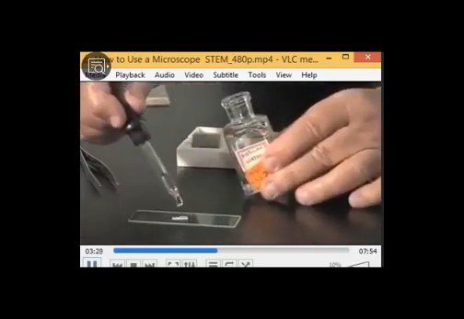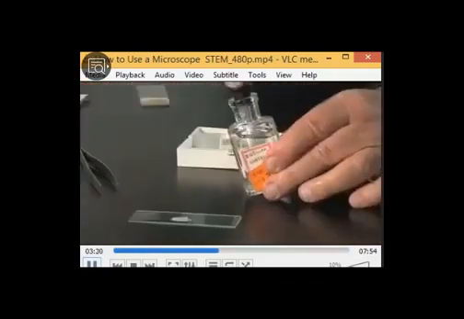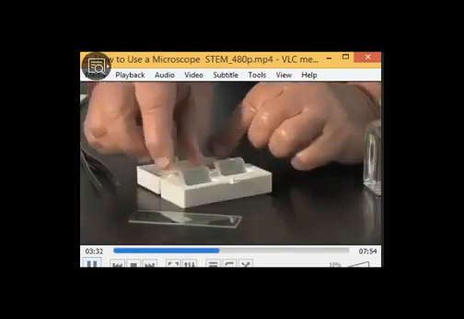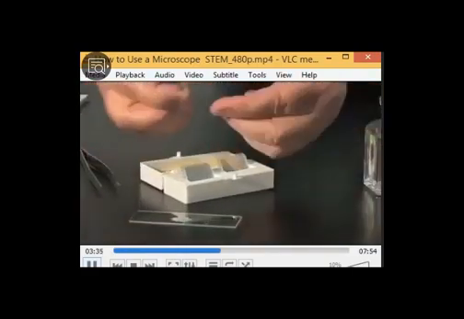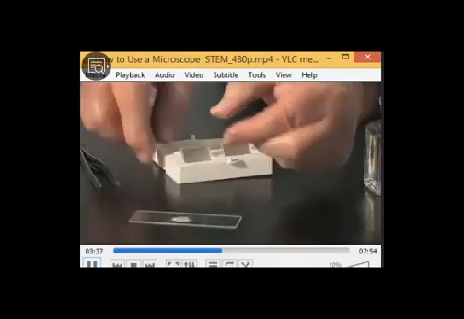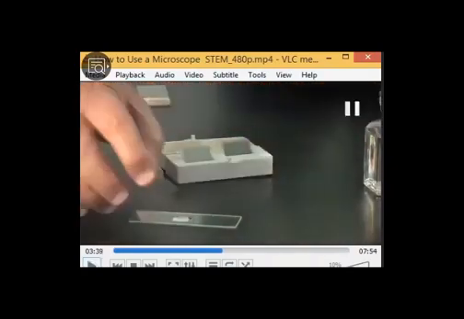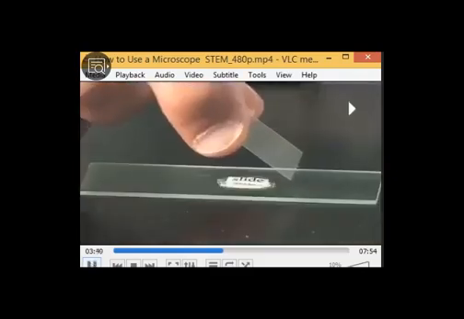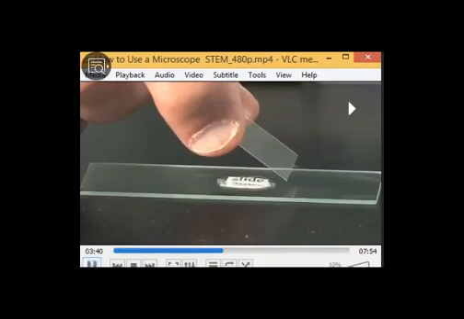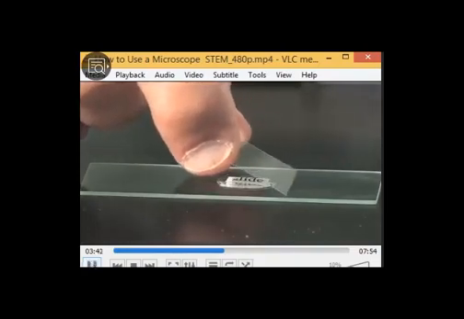One or two drops of water he will put. Okay, and then he will put the cover slip. How to put the cover slip? See the procedure of putting the cover slip. How will he put it? You will put the cover slip at an angle of 45 degrees, and then slowly put it down.